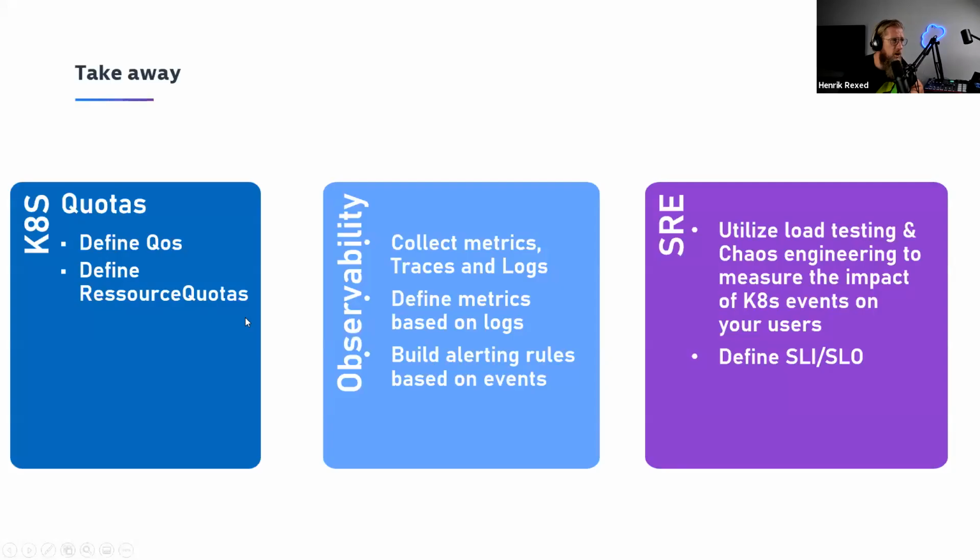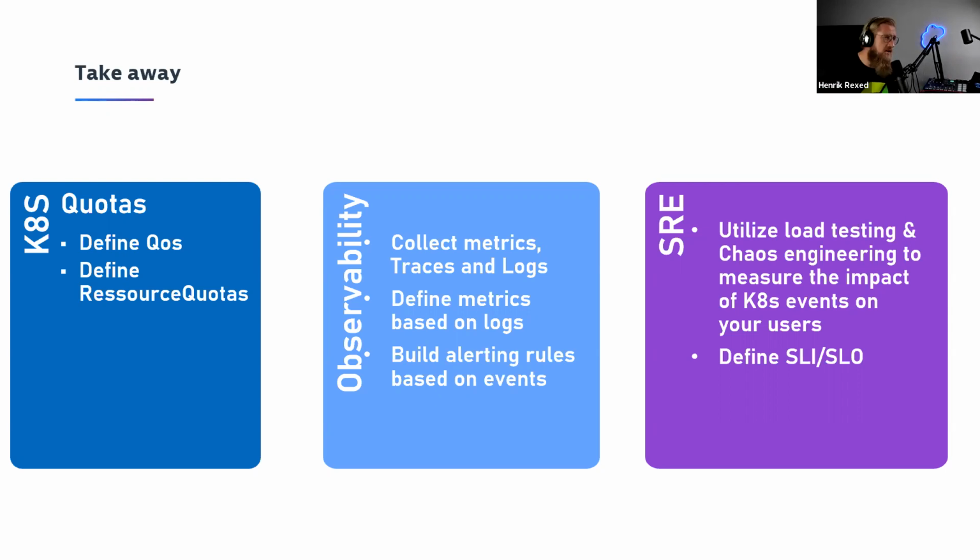As a takeaway, I would have a few takeaways on a few topics. So first, Kubernetes. Don't forget to define quality of services. So request and limits, it will always be helpful. Second one, resource quotas on your namespace and your nodes, pod priority classes, of course, as well.